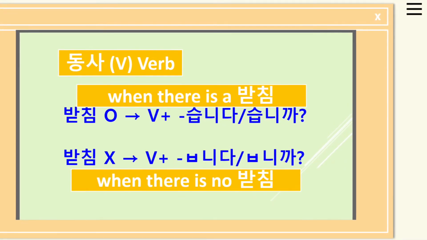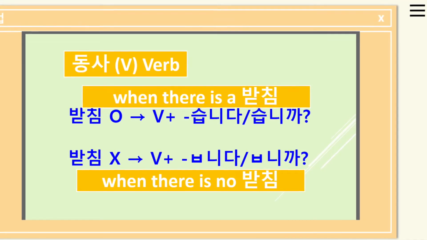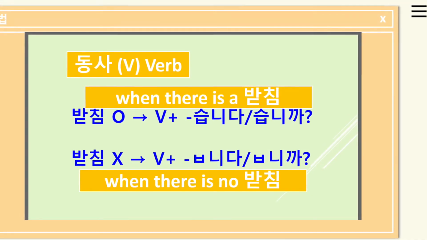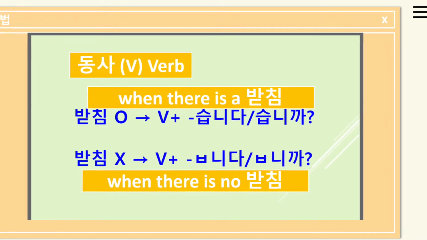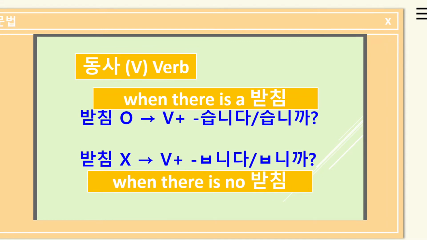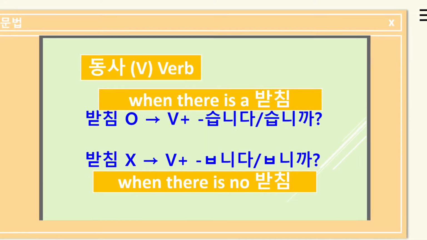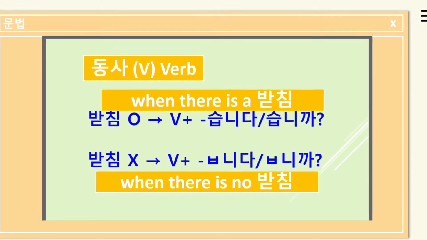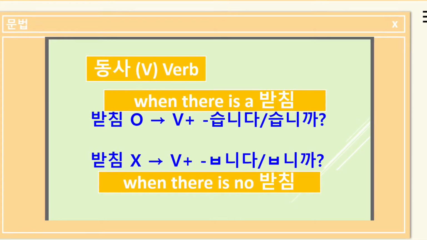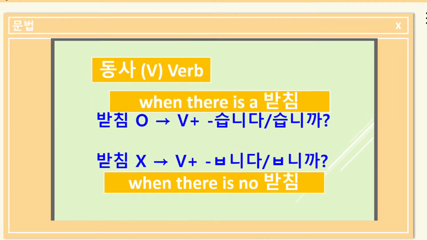In this part, we see 동사 or verb. When there is a 받침, you see 받침 and the letter O. It means 받침 있으면. The verb will use the 습니다 or 습니까. While when there is no 받침, you will see 받침 X. It means 받침 없으면. Verb will use 없습니다, 없습니까.